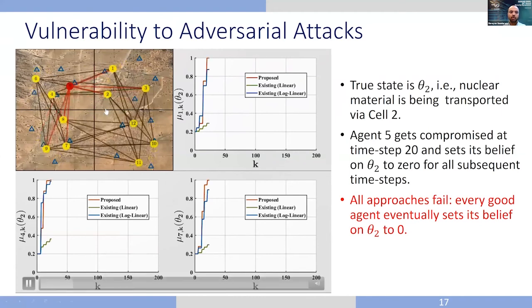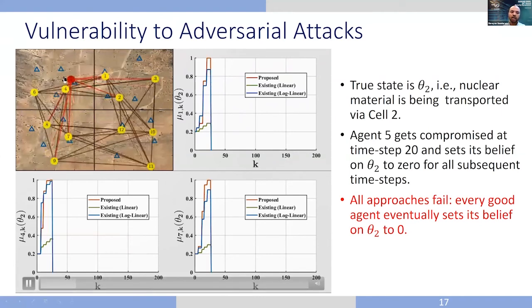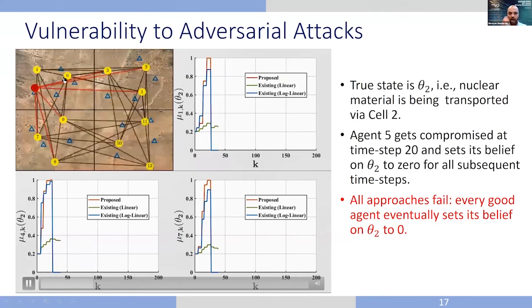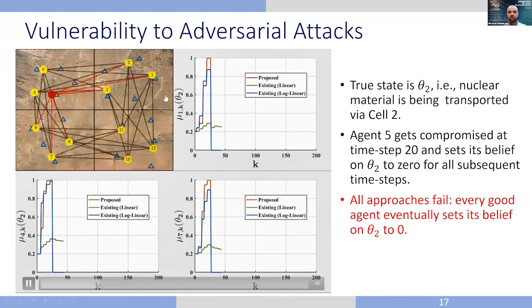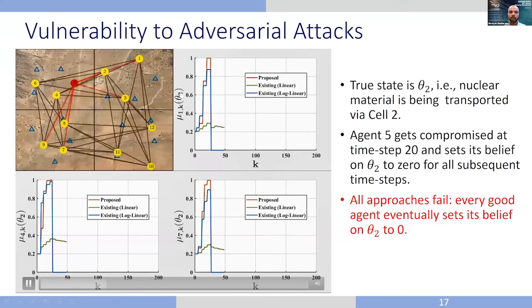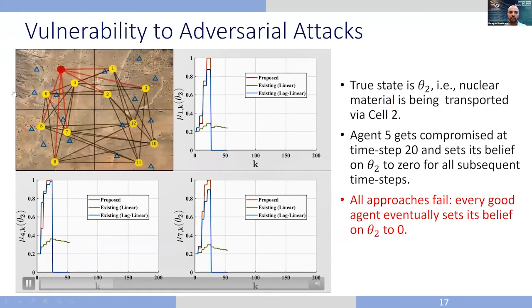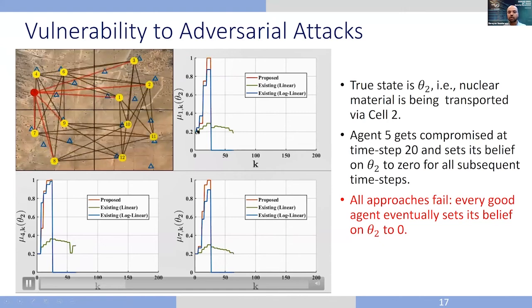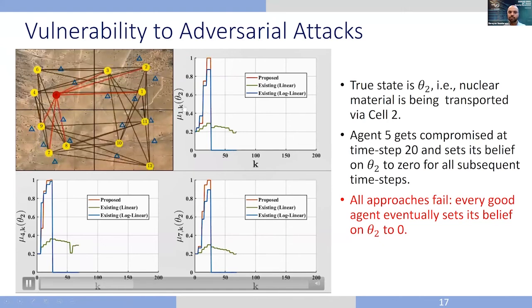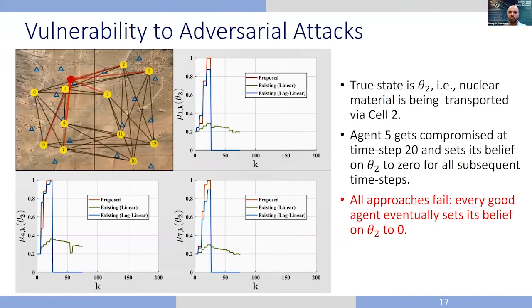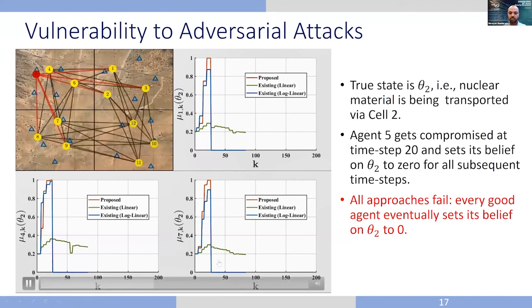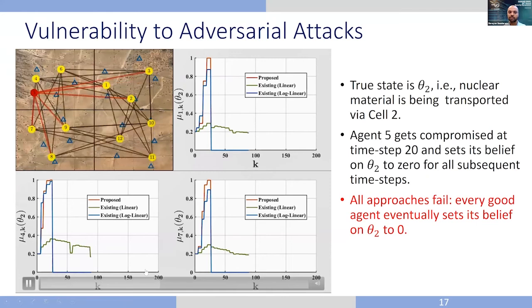So here's an example where node 5, or agent 5, at a certain time step starts acting maliciously and says, I don't want the rest of the network to figure out that theta 2 is the true state. I don't want the rest of the network to figure out that material is being transported through here. So I'm going to put a belief of 0 on that true state, theta 2. Well, 0 is the minimum possible belief. Everybody's going to adopt that belief, and very quickly, everybody's belief on the true state goes to 0.